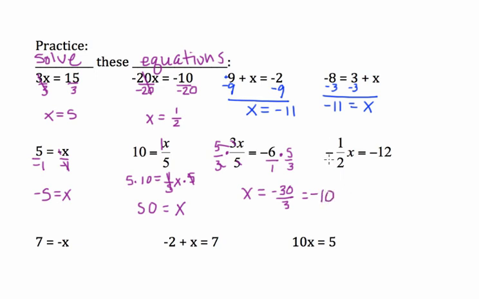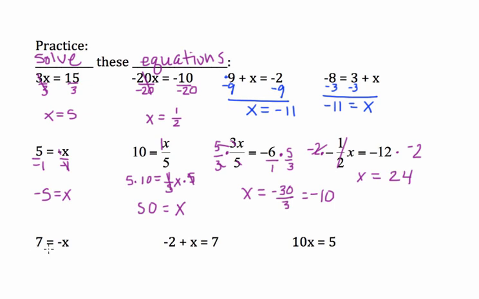Negative 1/2 x equals negative 12. In order to undo timesing by a fraction, multiply by its reciprocal. Notice I still have to keep it negative. Negative 2 times negative 1/2 will cancel out or turn into 1. 1x equals negative 12 times negative 2 is positive 24.